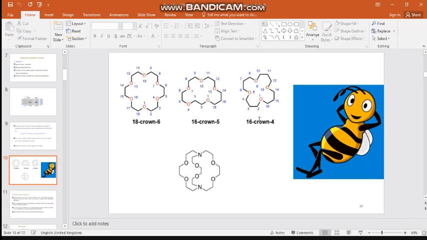The bottom one is the cryptand. Cryptand is a combination of nitrogen as well as ether oxygen containing moieties. Here also, in the first series, this line also we are having the ether oxygen, whereas here also we are having the ether oxygen. In addition to that, here we are having the tertiary amine nitrogen also.